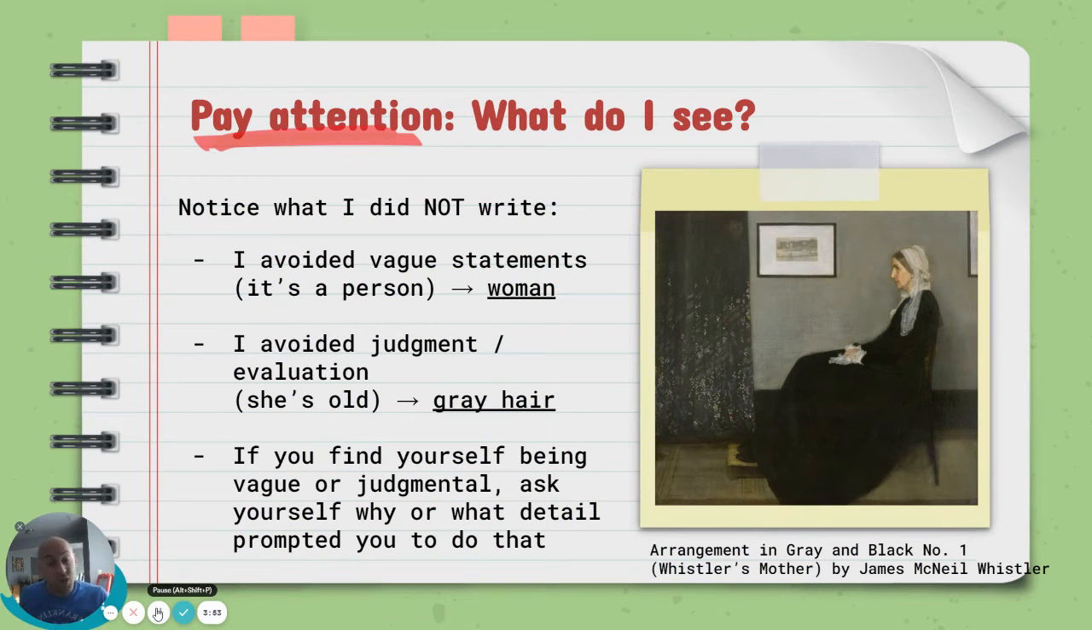I didn't make judgment or evaluation statements, right? I didn't say she's old. I put she has gray hair because some people get gray hair when they're younger. Obviously, she's not younger, but we can talk more about that later.